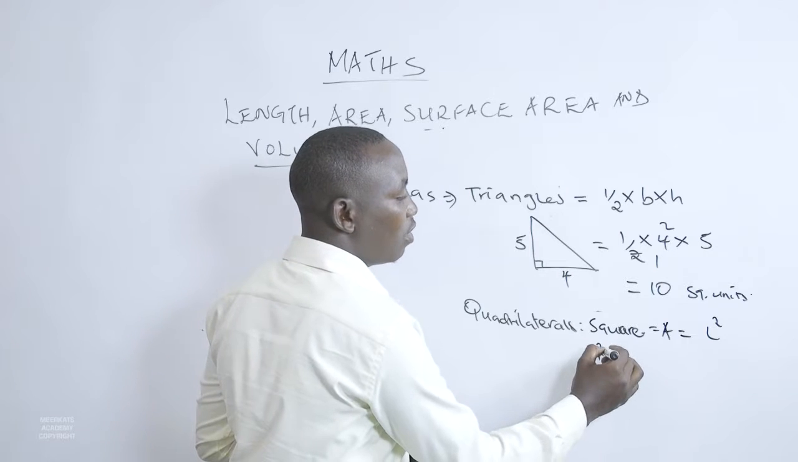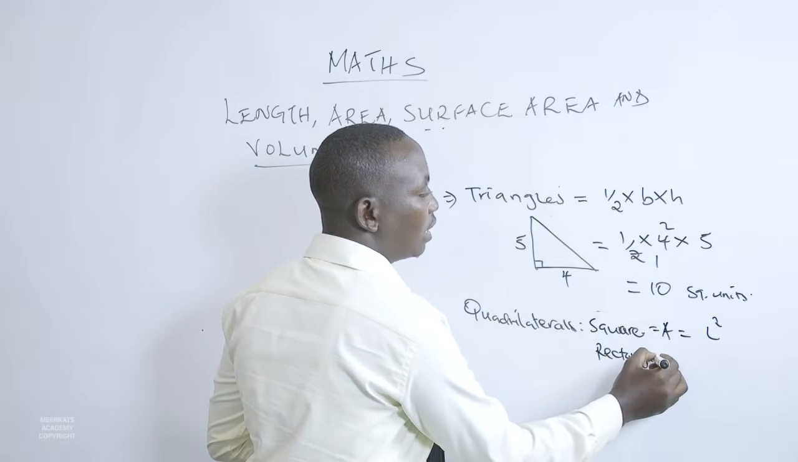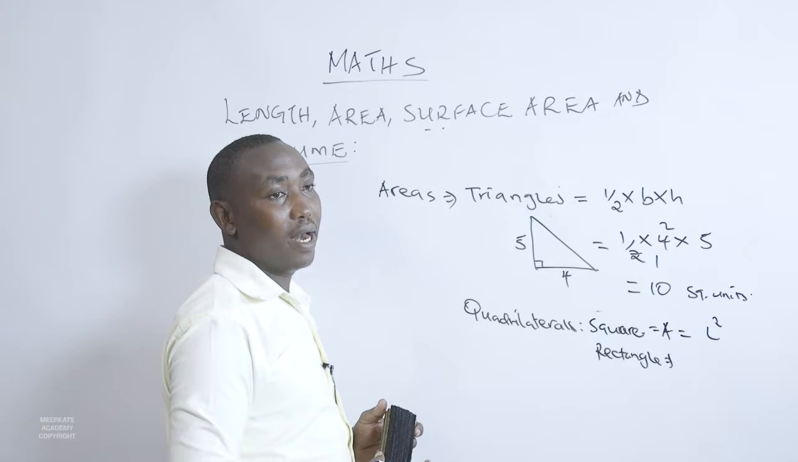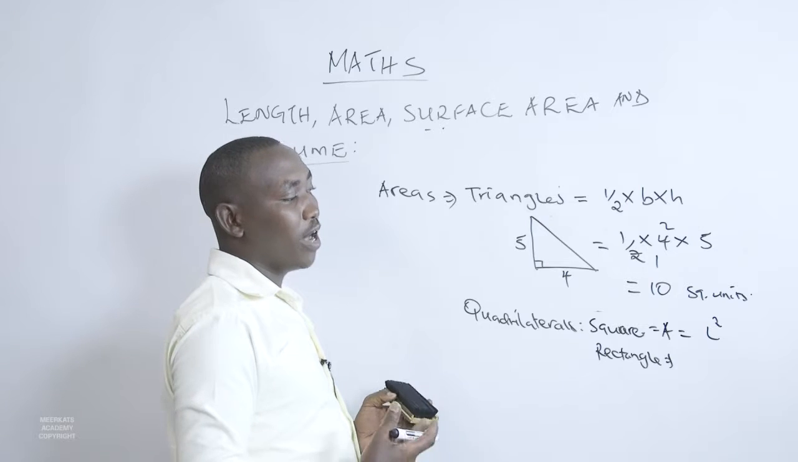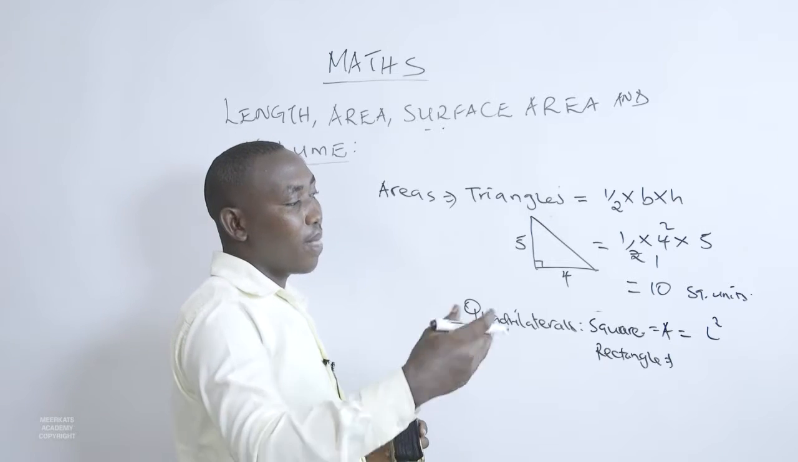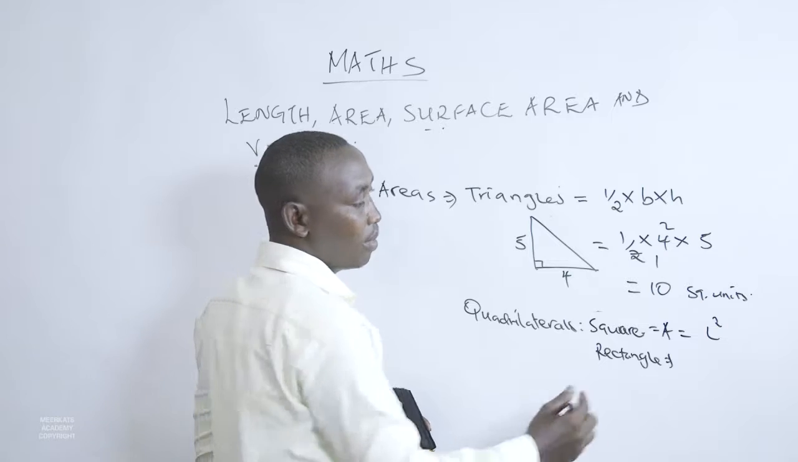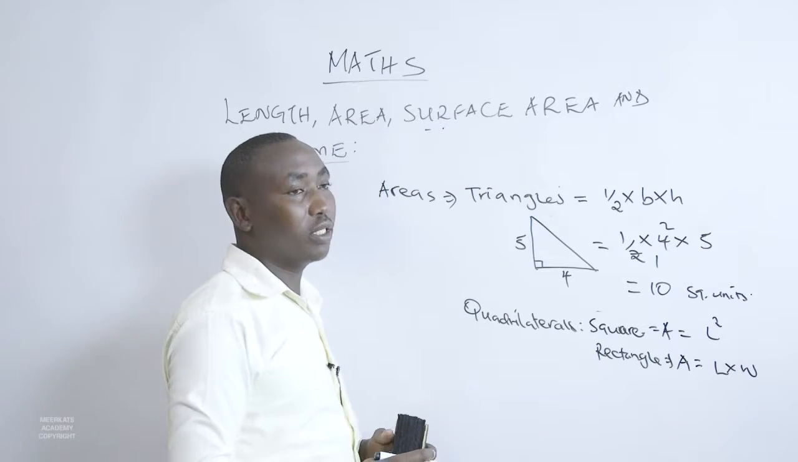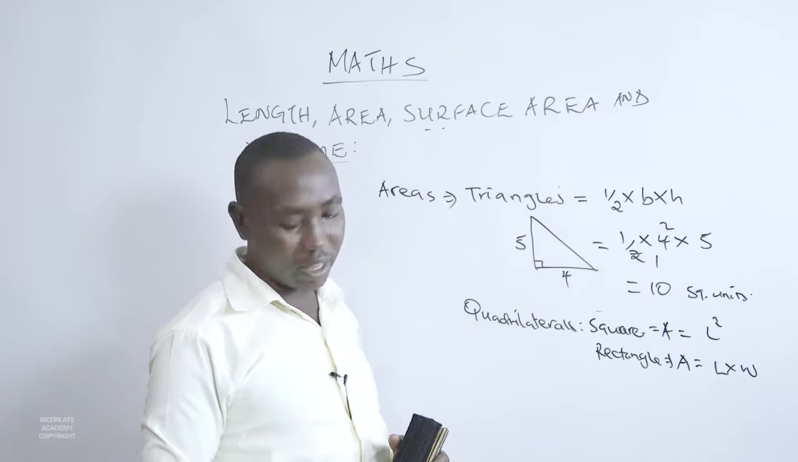If you have a rectangle, it normally has 2 opposite sides being equal and parallel. We can refer to the longer side as the length and the shorter side as the width, and therefore its area is normally given by length multiplied by the width.